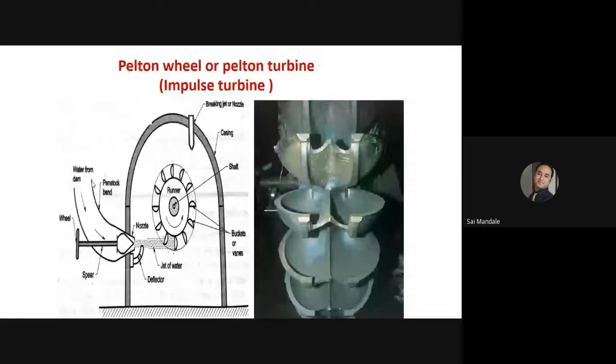What is the function of the penstock? To bring water from the dam to the turbine. Perfectly correct. It is a closed conduit, and the function of the penstock is to carry water from the dam to the turbines. Very good, nice. Then this is the nozzle assembly, or we can say this is a spear gate. This is the wheel.